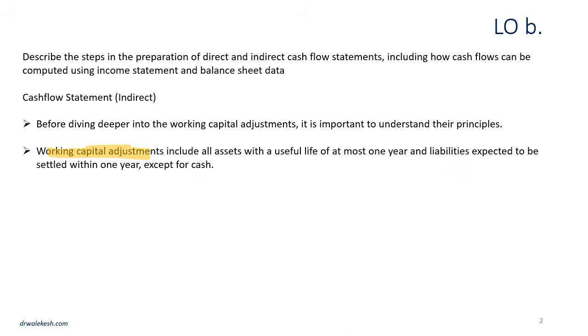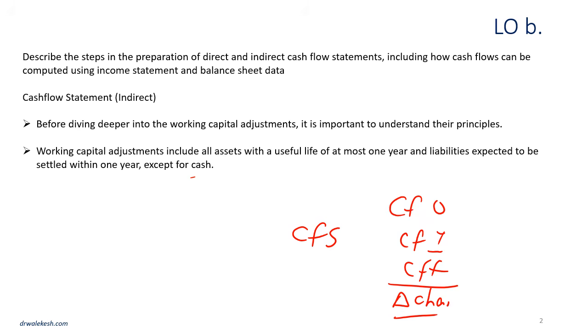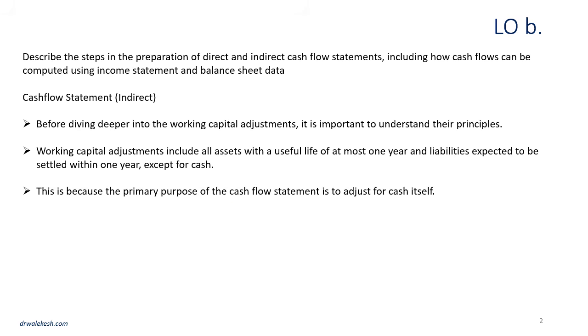It is worth noting that working capital adjustment does not include cash, and the major reason why it doesn't include cash is because the whole essence of our cash flow statement is to adjust for the changes in cash. So if you add this plus this plus this together, you will eventually end up getting the changes in cash from last year to this year.